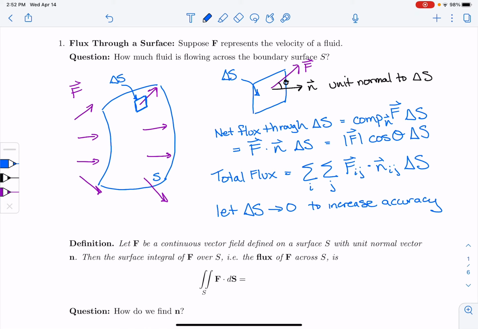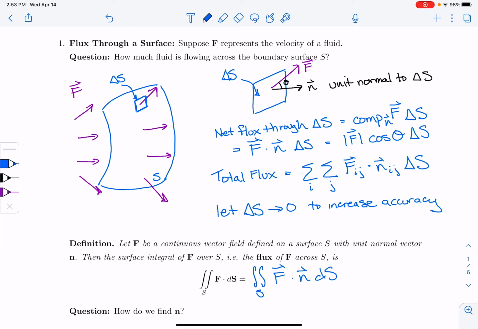Well, if I let delta s go to 0, we can see that this is a Riemann sum. The Riemann sum looks like the Riemann sum that we use to compute surface integrals. And so, in fact, this double integral that we're going to define, of f dot ds, will be the double integral over the surface of f dotted with the normal vector n ds.